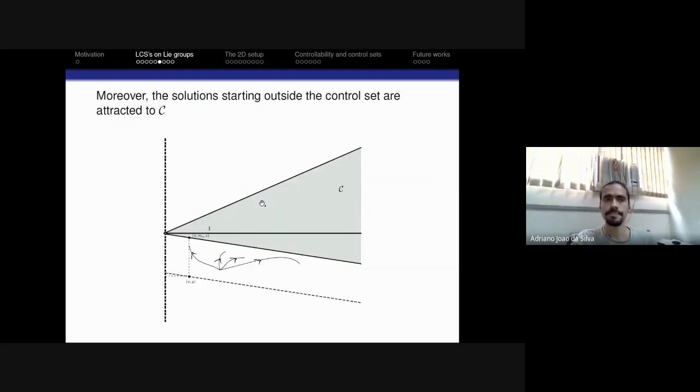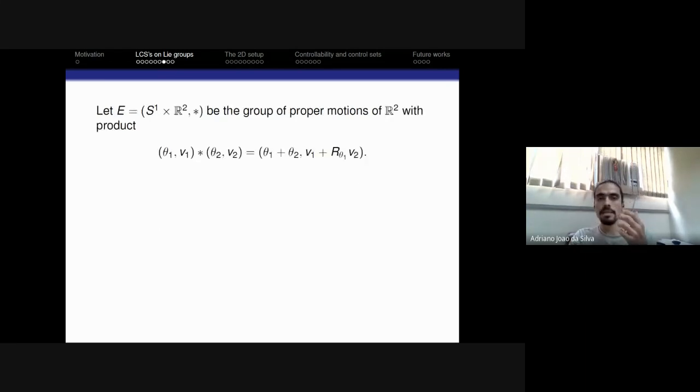Okay, and we have also a nice expression for the solutions. We can explicitly give the solutions, but you can see that they have this sort of behavior here. The ones that are outside the control set are attracted to the control set. Okay, that is an expected behavior. So, and then you have a second example, which is, the first one will be more important. That's why I spent more time on it. And the second one is basically an example on the group of the proper motions over R2.